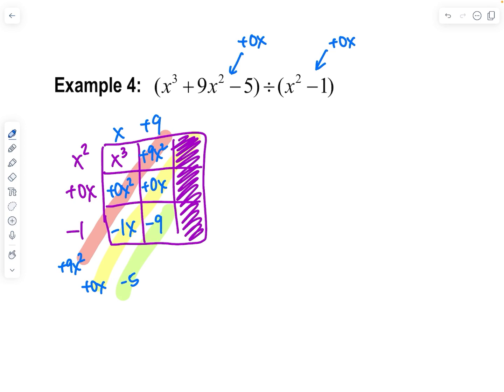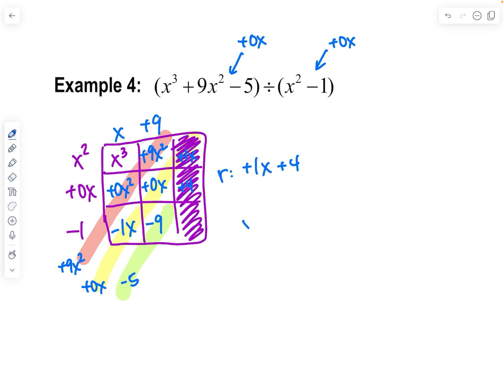Okay, so here's what I need to do. I need to figure out the yellow. Now, notice there's no columns left. So because there's no columns left, that means I'm going to have a remainder here. So what times negative 1x plus 0x gives me 0x? So my remainder would be a plus 1x in order to make that 0. And what minus 9 gives me negative 5? So that would be positive 4. Okay, so in this case, positive 4 is my remainder, and then positive 1x is also my remainder.